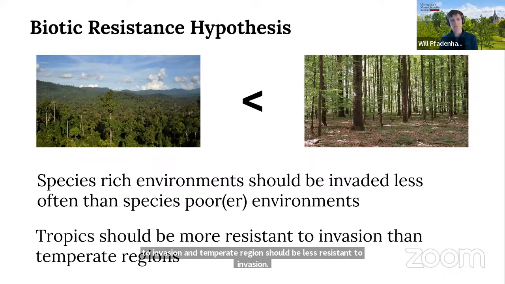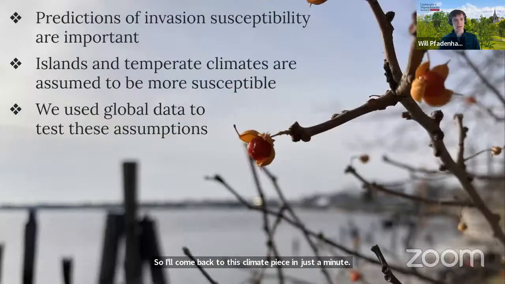I'll come back to this climate piece in just a minute, but we'll first start out with a quick recap. Predictions of invasion susceptibility are important. We think that islands and temperate regions should be more susceptible to invasions, and we use the same set of global data to test these assumptions.